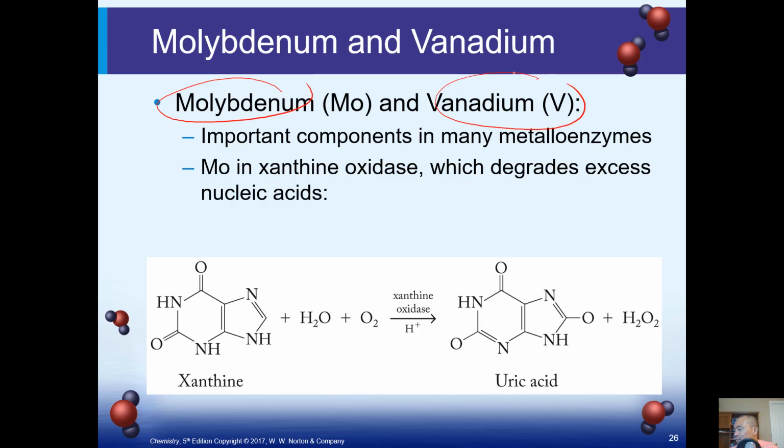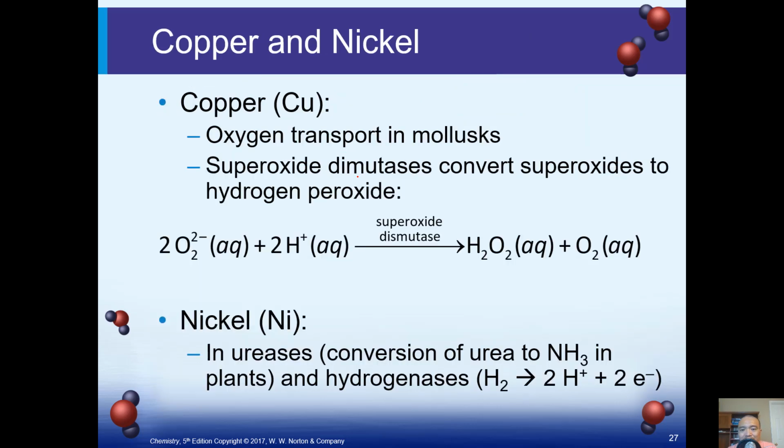Molybdenum and vanadium are important components in many metalloenzymes. For example, molybdenum can be found in xanthine oxidase, which degrades the excessive amount of nucleic acids. Copper-containing proteins perform several functions in both plants and animals. Copper is important in oxygen transport in mollusks, for example, clams and oysters.